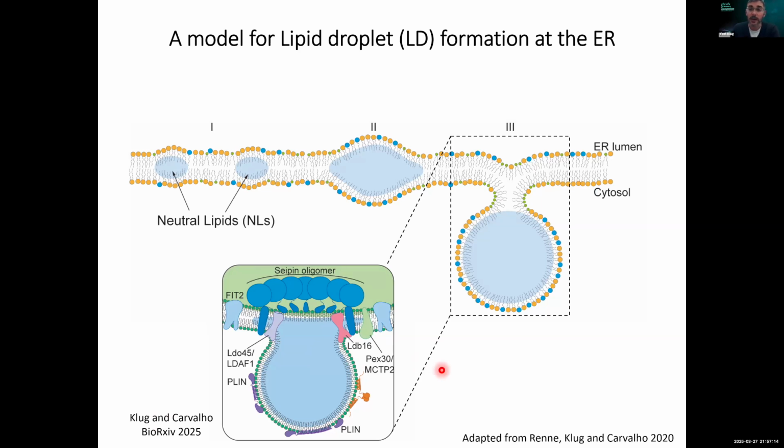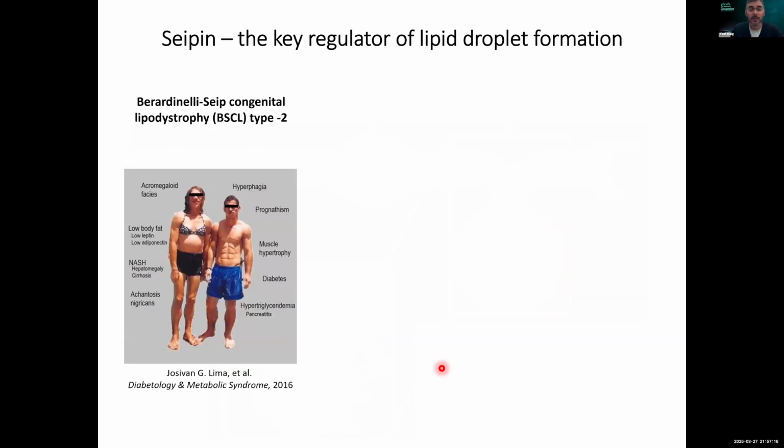In humans, if you have mutations in seipin, you will have a really severe form of lipodystrophy. This is called Berardinelli-Seip congenital lipodystrophy, or BSCL type 2. What happens with these patients is they either cannot store fat at all, or they store it ectopically, in the abdomen or the skeletal muscle. And this comes along with a lot of really harsh pathologies.